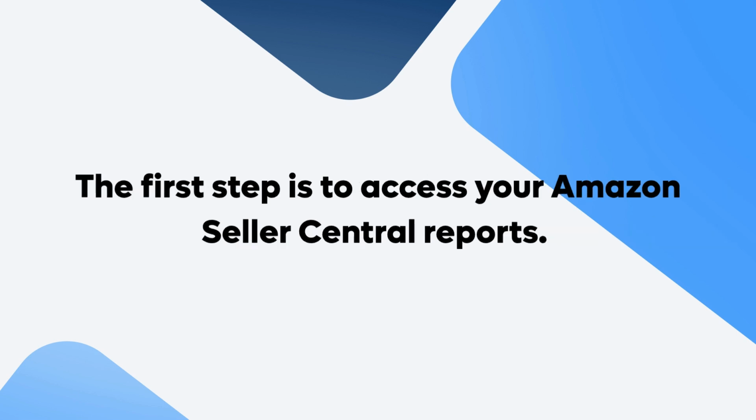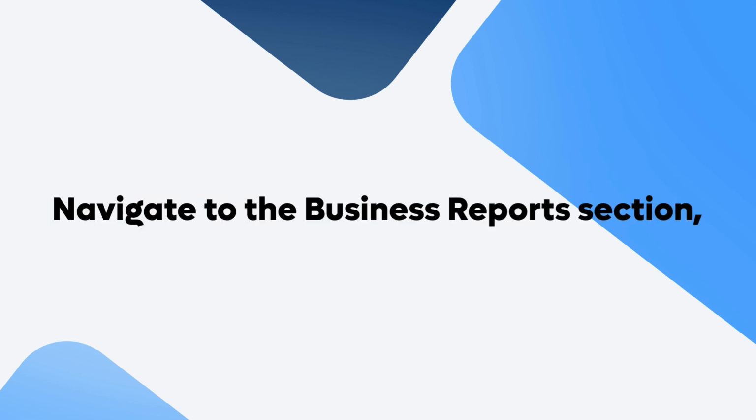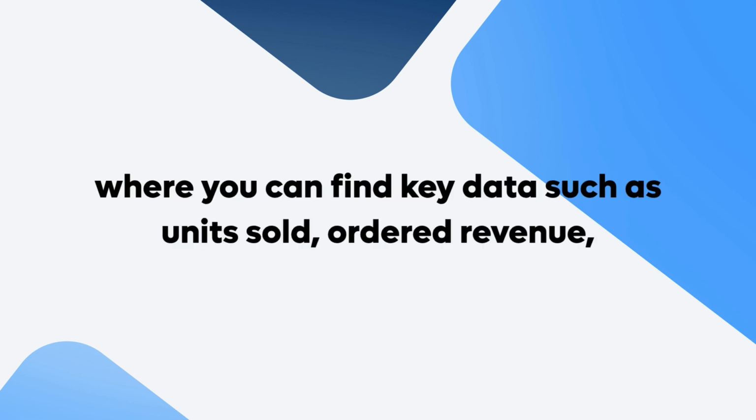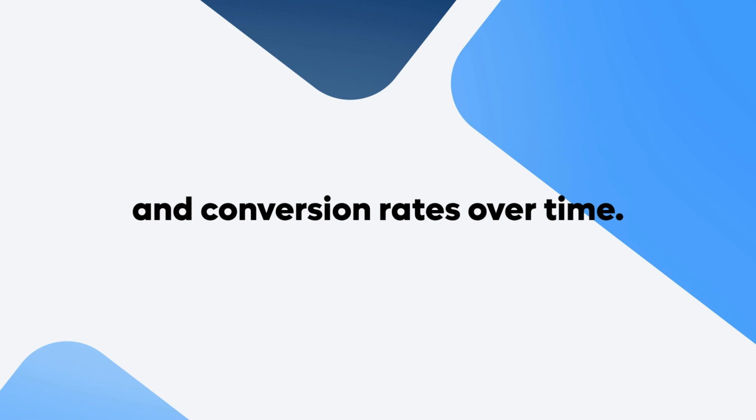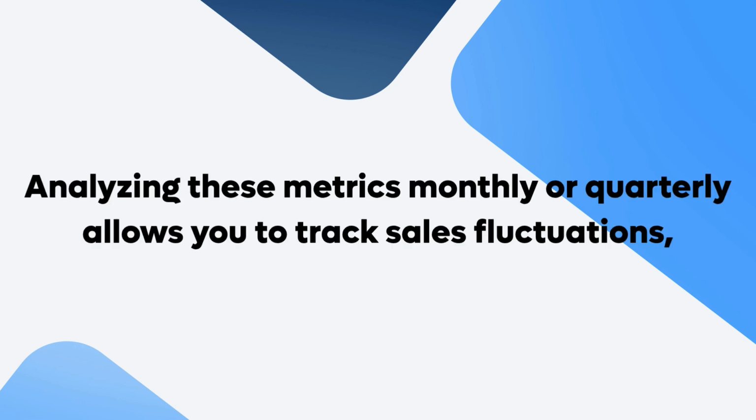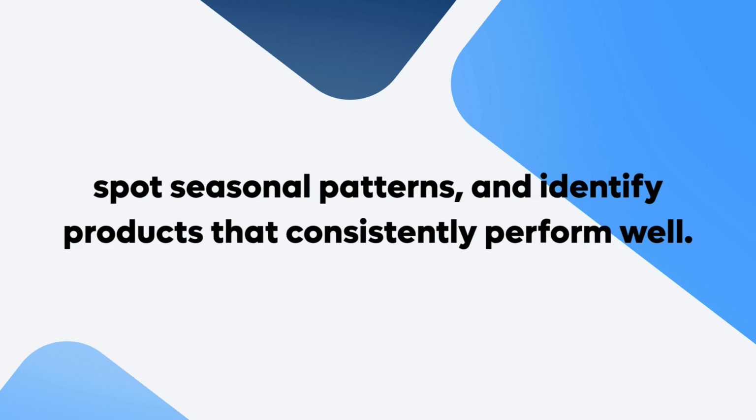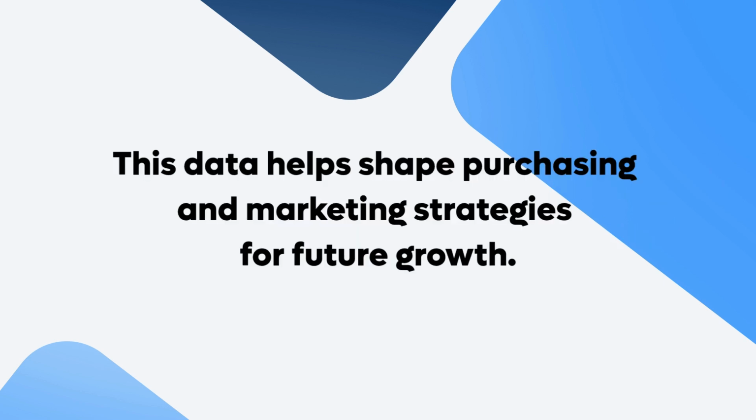The first step is to access your Amazon Seller Central reports. Navigate to the Business Reports section, where you can find key data such as units sold, ordered revenue, and conversion rates over time. Analyzing these metrics monthly or quarterly allows you to track sales fluctuations, spot seasonal patterns, and identify products that consistently perform well. This data helps shape purchasing and marketing strategies for future growth.